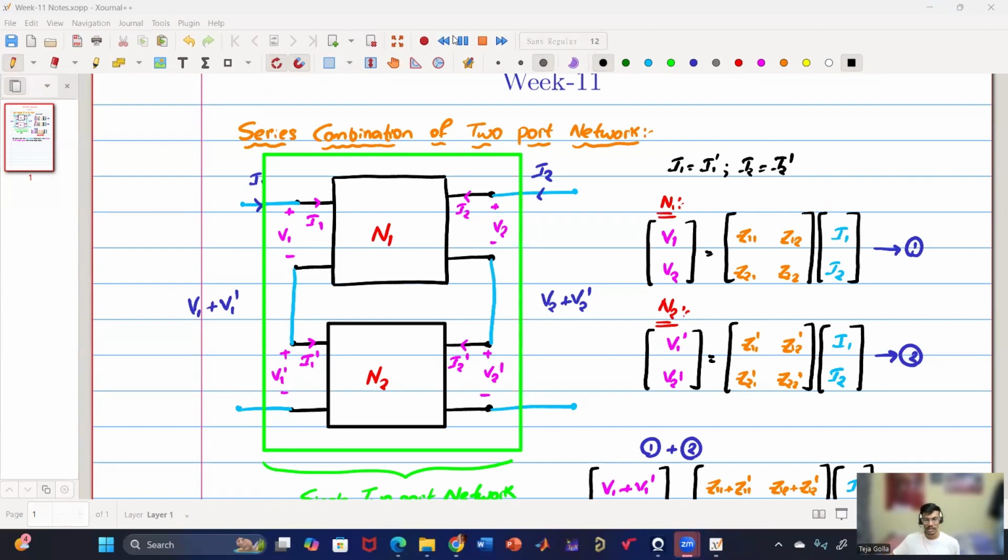Is the current also I1 plus I1 dash? No, why? Because here the current is I1, and the same current is going into I1 dash. So I1 is equal to I1 dash. Because it is series connected, voltage will be added and current will be the same. The same current is flowing out and again flowing in. That's why I have written I1 equals I1 dash and I2 equals I2 dash. Because they are series connected, the current should be the same, as it's a series path. If it is parallel, then current will be added. Is that clear?